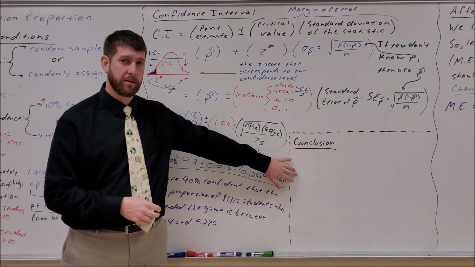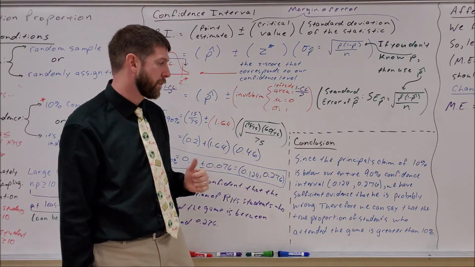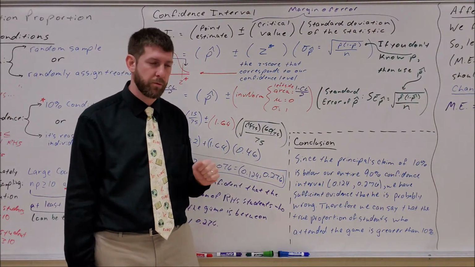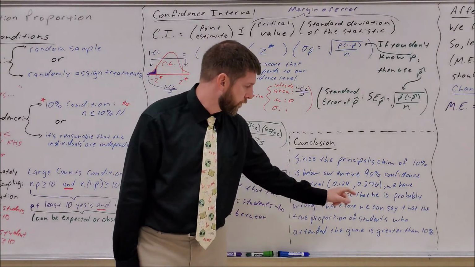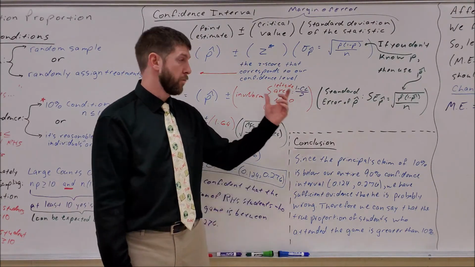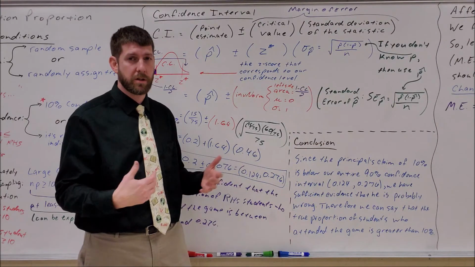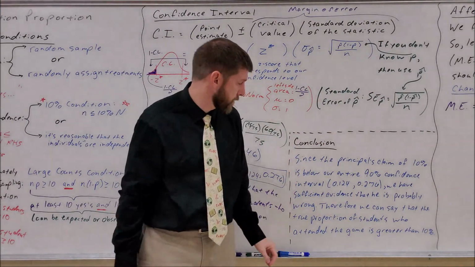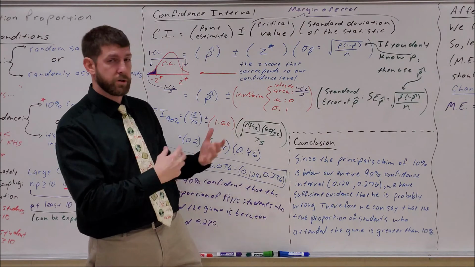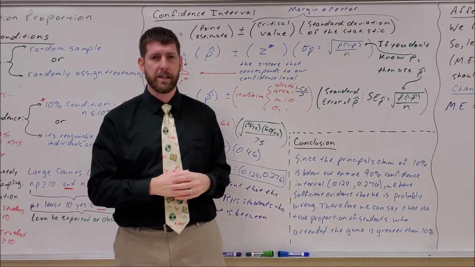Hopefully your conclusion looks something like this. Since the principal's claim of 10% is below our entire confidence interval of 0.124 to 0.276, we have sufficient evidence that he is probably incorrect with his assertion. Therefore, we can say that the true proportion of students who attended the game is greater than 10%. We're 90% confident it's somewhere between 12.4 and 27.6. So his claim was not between those numbers, so he probably is not correct. That's what we're trying to say here. So this is a good formal way of explaining that. That's how I want you to go about phrasing your conclusion or interpretation of a claim against a confidence interval.